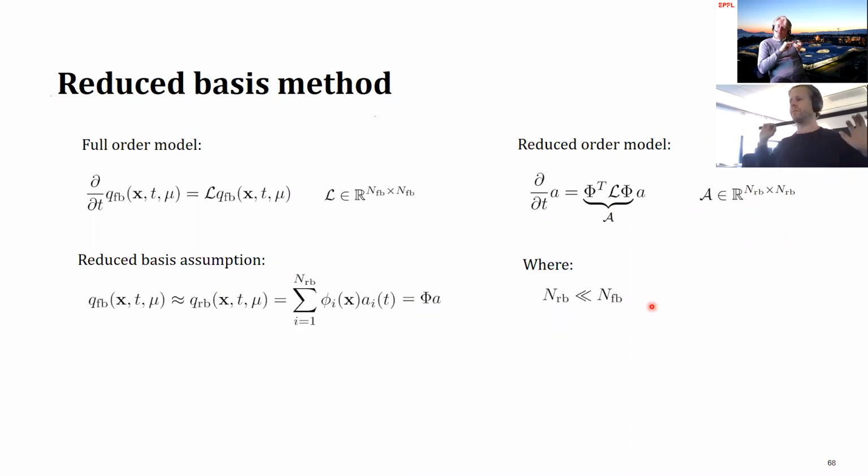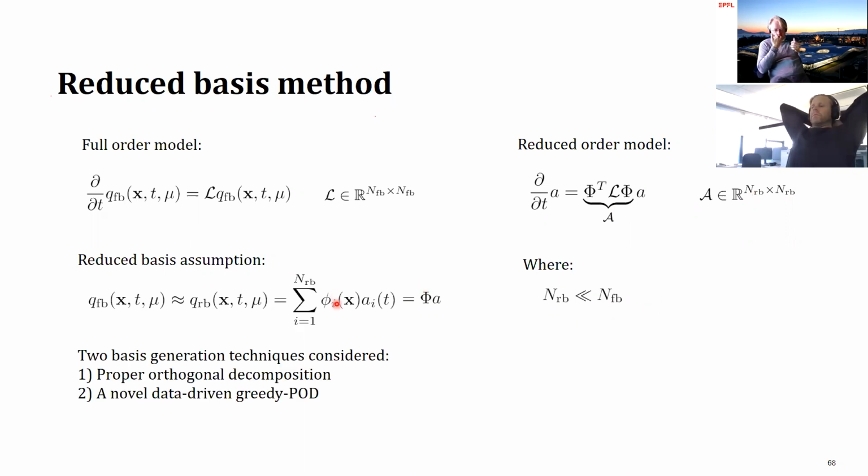So yeah. The key question is, how do we actually determine this reduced basis? And we've been working with two basis generation techniques. A fairly standard approach called the proper orthogonal decomposition, which does a uniform sampling through the parameter space. And then we developed a novel data-driven greedy POD algorithm. So greedy algorithms don't sample uniformly in the parameter space, but instead they try and sample only the spaces that are most informative, or have the most informative data.